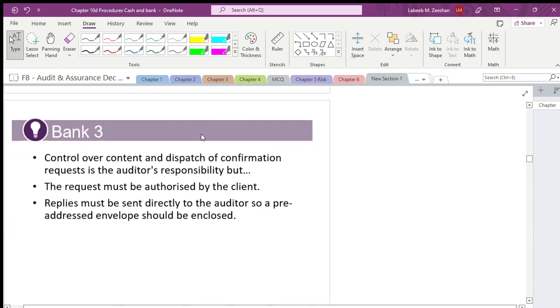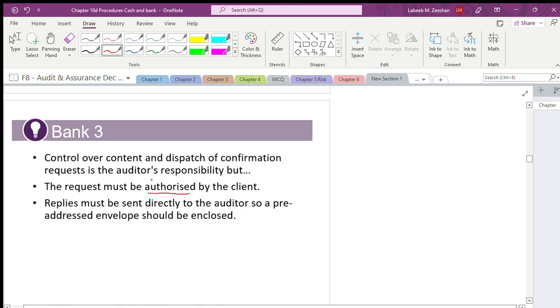Now, control over the content and dispatch of the confirmation request is the auditor's responsibility. What the auditor needs, how the auditor needs it, the bank has to give like that. Basically, we tell like this, but in most cases there is a standard format with the bank, through which the bank will take the letter and send it directly to the auditor. This must be authorized by the client.